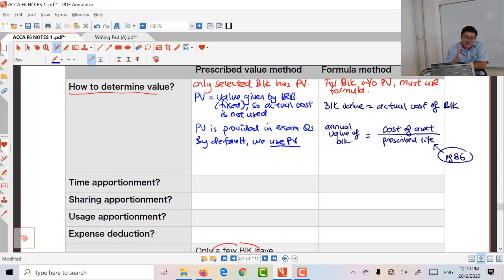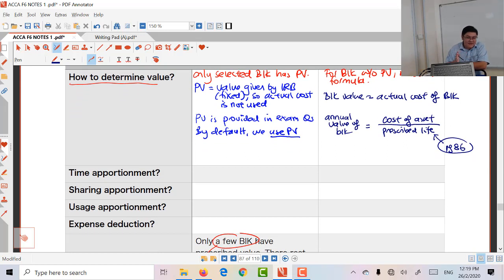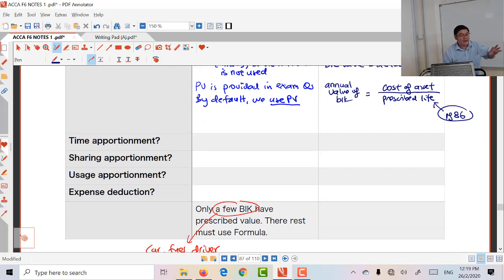Now, how different will it be if I'm going to use PV and if I'm going to use the formula? Before I actually go through one by one, I want to summarize this with you, and I will come back and explain this. Because if not, you probably will not link what I say. Whichever method you're using, you're allowed to do time apportionment. You're also allowed to do apportionment even if you need to share the benefit. Both methods allow that.